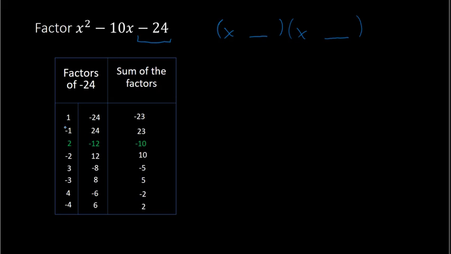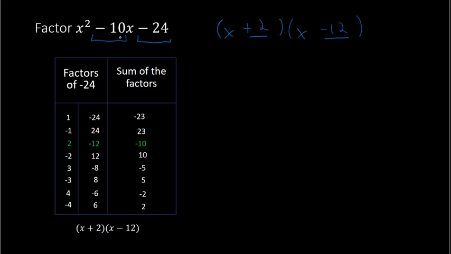So when we look through this list of factors, we need to find the one that would add to get the middle term and multiply to get this last number. Here we see the 2 and negative 12 would do that. If I have a positive 2 and a negative 12, they would multiply to get negative 24 and would add to get the negative 10 that we need for this middle term. So my factored form would be x plus 2 times x minus 12.